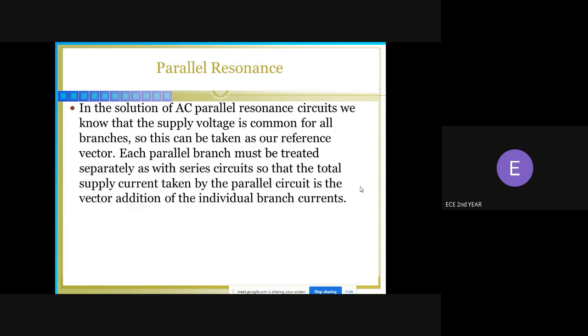In the solution of an AC parallel resonance circuit, we know that the supply voltage is common for all the branches, so this can be taken as our reference vector. Each parallel branch must be treated separately, as with series circuits, so that the total supply current taken by the parallel circuit is the vector addition of the individual branch currents, right?